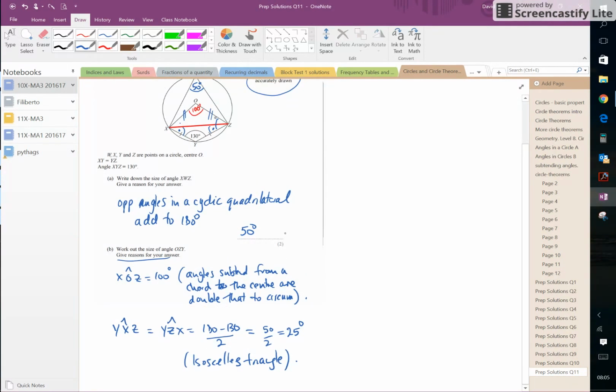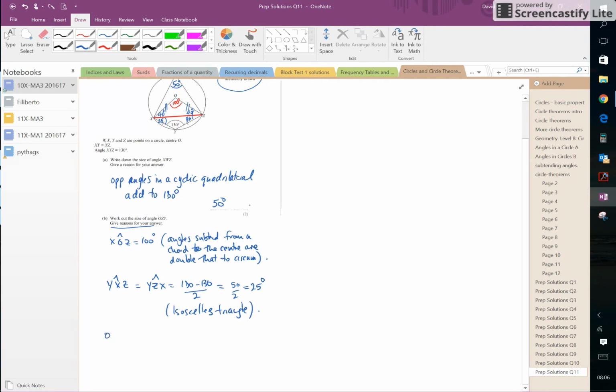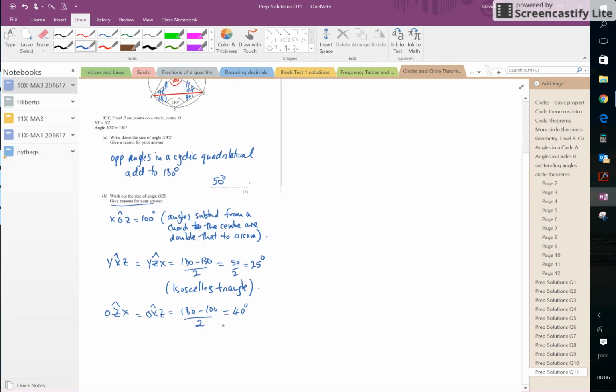So this angle here and here are easily found, because this is 100, so the whole triangle is 180, so these two share 80, so these are 40 each. That's 40, this is 40, this is 25, remember, 25. So this entire angle is 40 plus 25, which is 65. Let's just explain that 40 first. So that's OZX, which is the same as OXZ, is 180 minus 100 over 2, which is 40 degrees. Again, that's isosceles triangle.